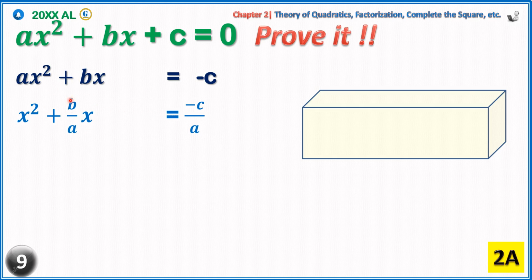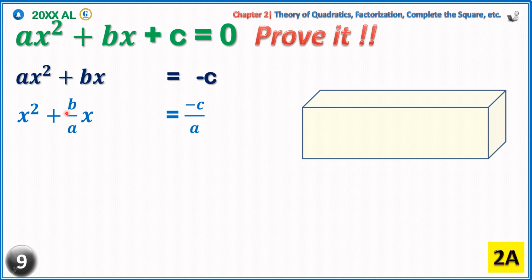At this level, we take a half of this term here. We also consider the sign here is positive, so we take a half of positive b over a. Whatever is here, we take a half of it. And a half of b over a is the same as b over a times a half, which is b over 2a.